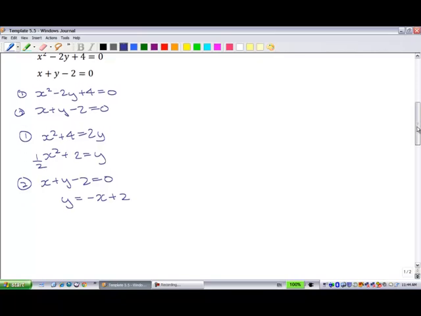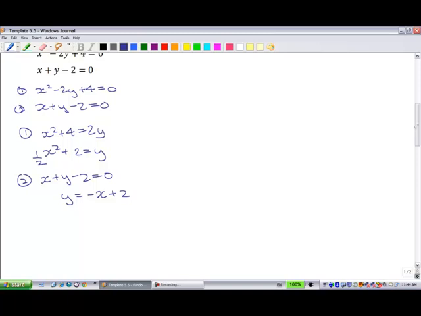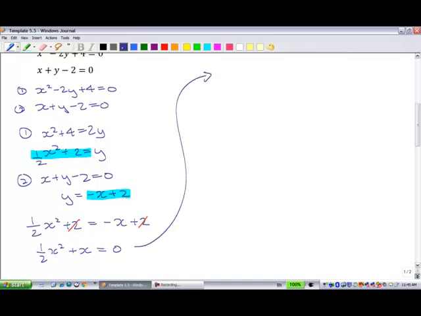So what we can do now is we can equate these two. They both equal y. Notice that we have this equation equaling y, and we have that equation equaling y. So they both have to be equal. 1/2 x squared plus 2 has to be the same as negative x plus 2. And we'll notice that we can cancel a positive 2 from both sides. And if I add that x over to the left-hand side, I get 1/2 x squared plus x equals 0.